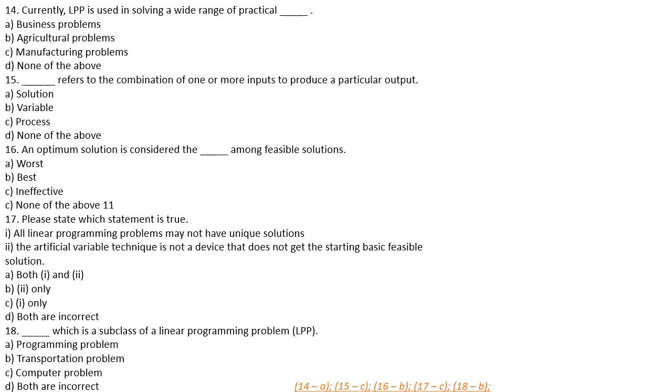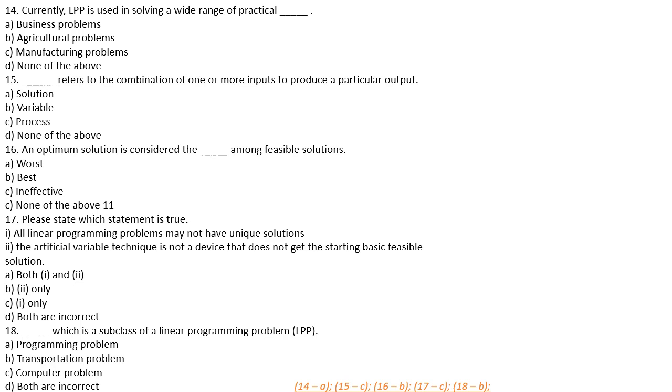Dash refers to a combination of one or more inputs to produce a particular output. Solutions, variable, process, none of the above. Correct answer is option C, process. An optimum solution is considered dash among feasible solutions. A, worst, option B, best, C, ineffective, D, none of the above. The correct answer is option B, best solution.